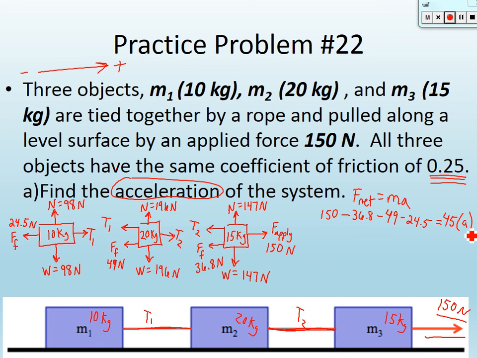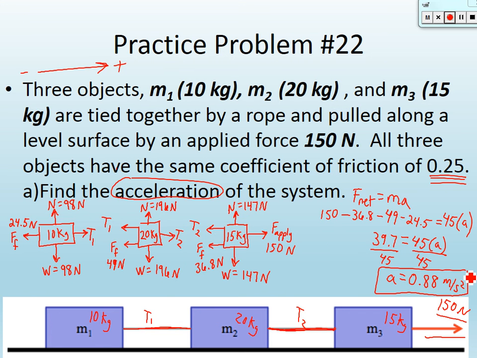150, subtract 36.8, subtract 49, and subtract 24.5. So 39.7 is equal to 45 times A. If we solve this equation now, we'd have to divide it by 45 both sides. So my acceleration of this system is 0.88 meters per second squared.